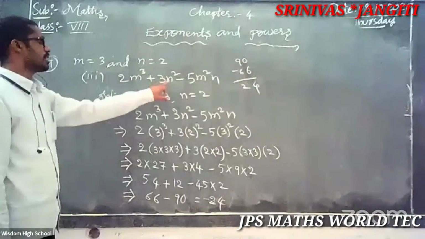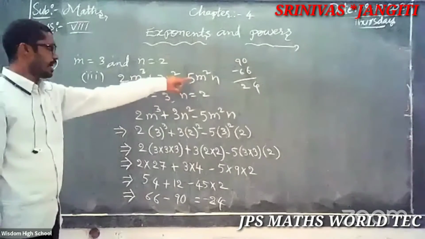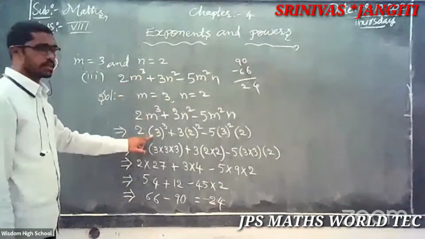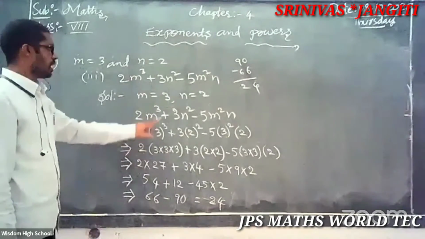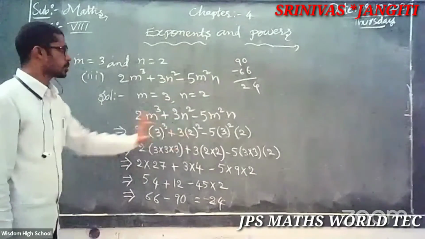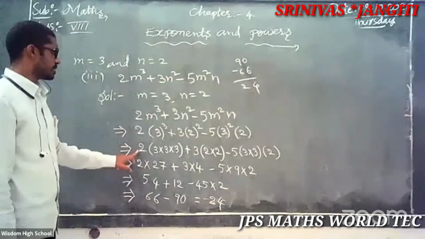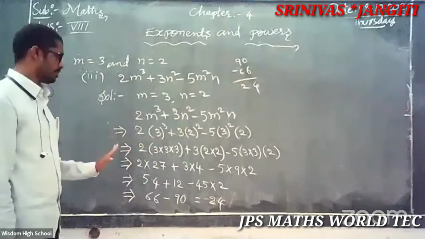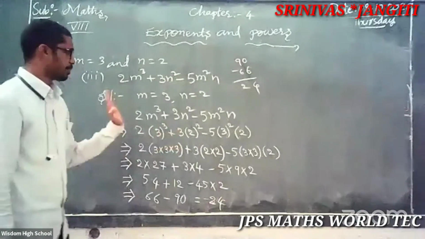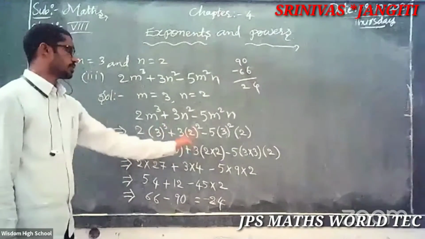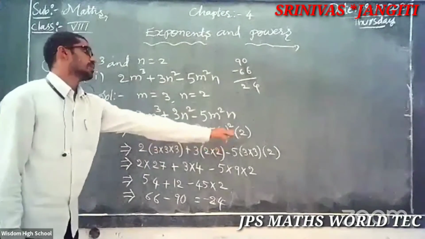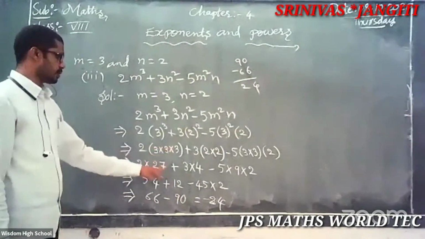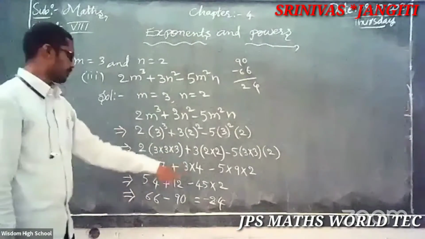2m cube plus 3n square minus 5m square n. So replace m, you should substitute the 3, and replace n, substitute 2. Clear? After what is the 2, 2 only, but 3 is the 3 times 3, 3 is the 9, and 3 is the 27, right? Then after what is the plus? Then after 3 and 2 to the 4. How is this, you will know? 3 into 3 and 2. Then after 27, how? 3 3 is the 9, 9 3 is the 27. So 54, 3 4 is the 12.